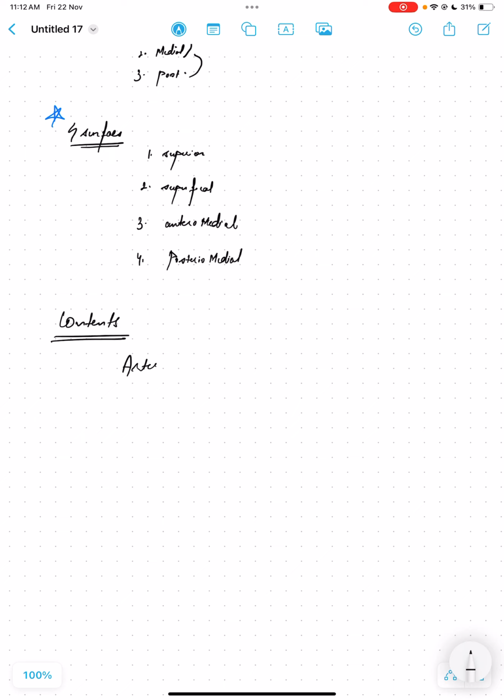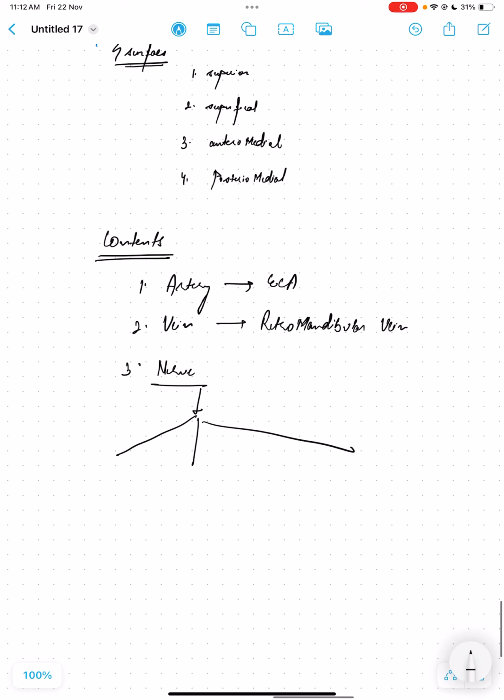Basically, it involves an artery, a vein, and a nerve. The artery involved is the external carotid artery. The vein involved is the retromandibular vein. For the nerve supply, we are discussing it below. It involves the sympathetic, parasympathetic and sensory divisions.